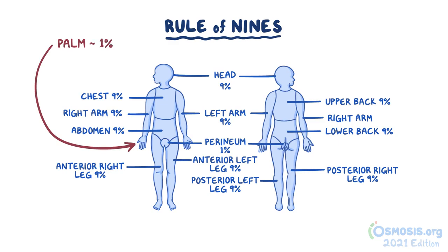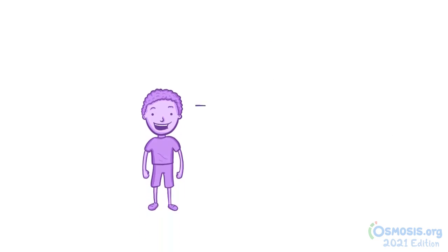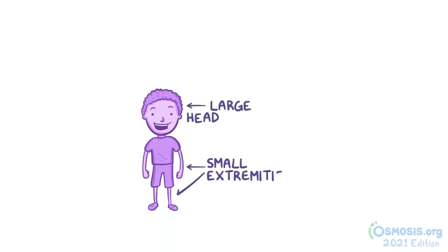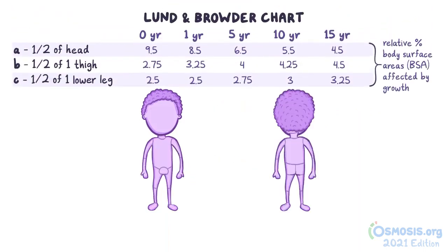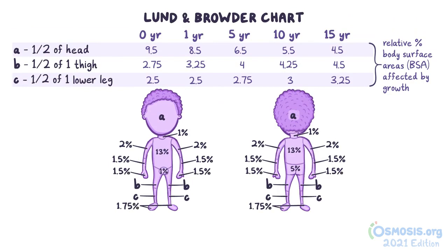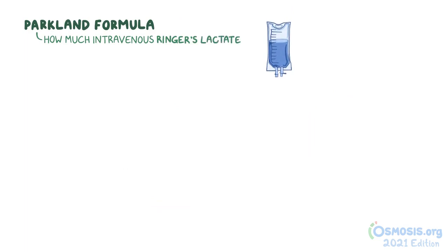body surface area. But because children have larger heads and smaller extremities, the rule of nines can't be applied to them. Instead, the more complex Lund and Browder chart is used, which takes into account the child's age. This chart can also be applied to adults. Alright, so once you've got the percentage, it's inserted into the Parkland formula, which calculates how much intravenous Ringer's lactate the individual should receive. Ringer's lactate is used because its composition is closest to the extracellular fluid.